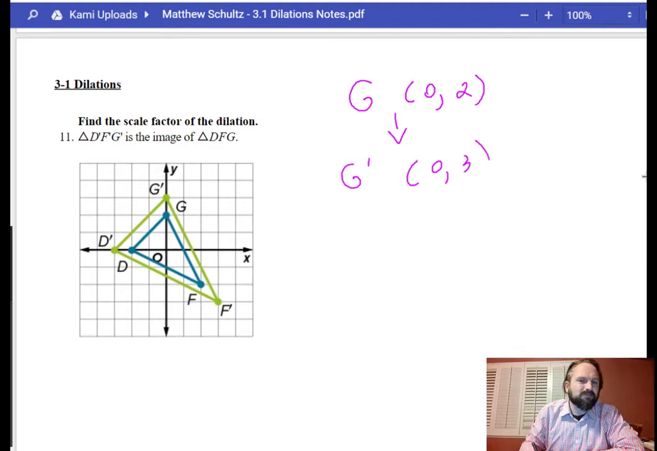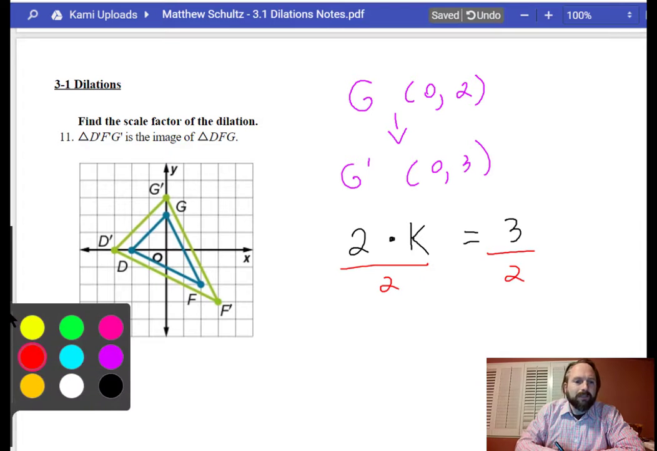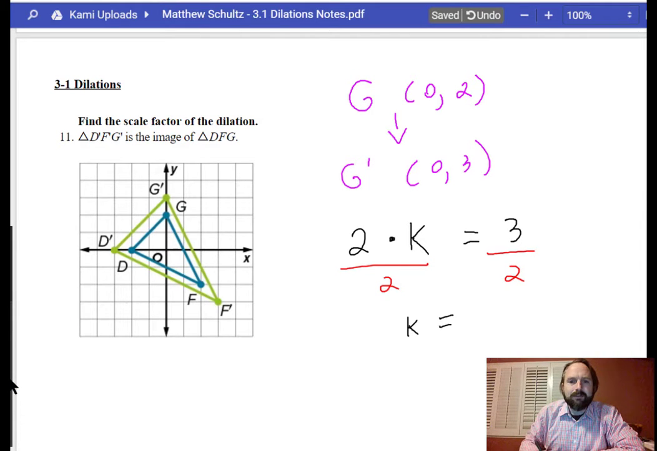Well, 0 to 0 doesn't do anything for us. We multiply, can't get it. But 2 to 3. So I'm going to write this out. I know I'm going to go from 2 and I'm going to go to 3. What's the scale factor? Well, just divide by 2, because the opposite of times 2 is divide by 2. And we get k is equal to 3/2.